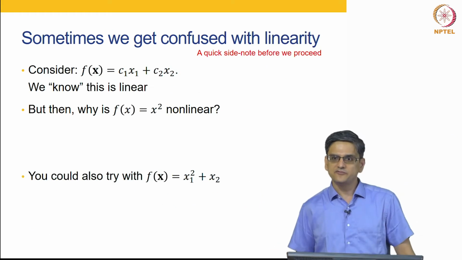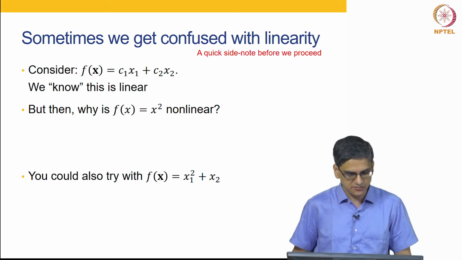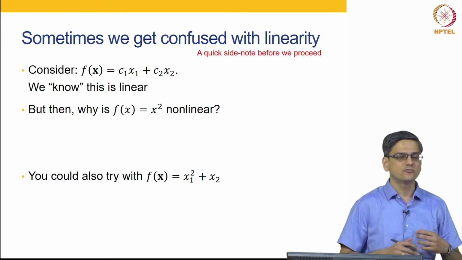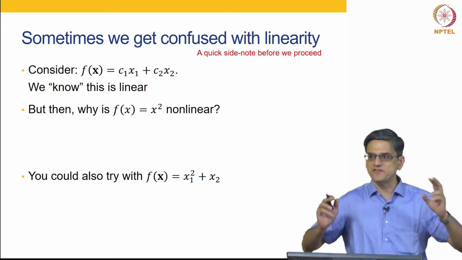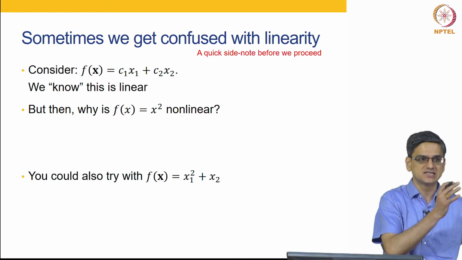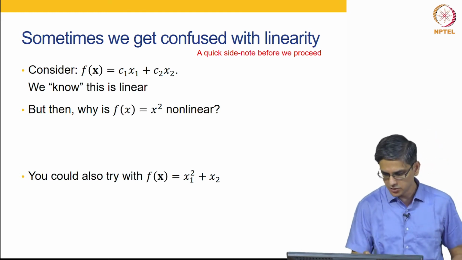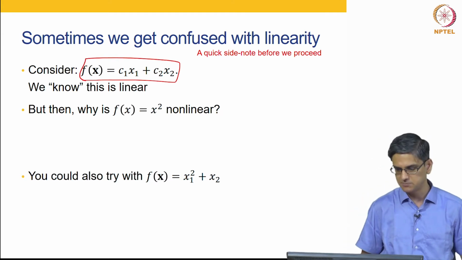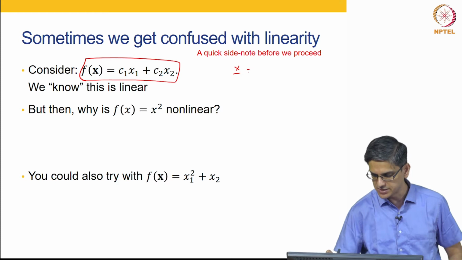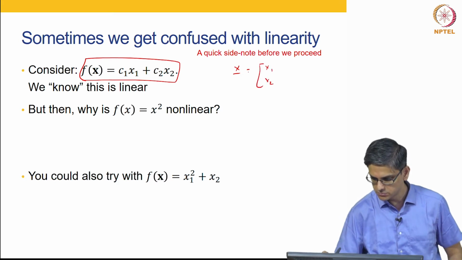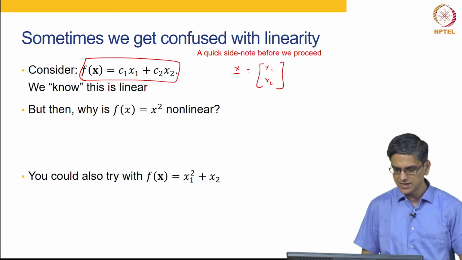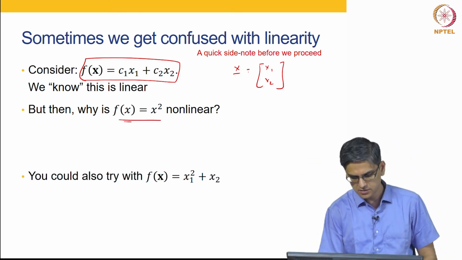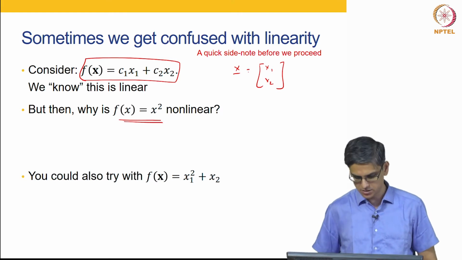Okay. The other confusion that I have seen some of the students have is about linearity. Again, why are we making such a big deal about vector space and that the vector space is a linear space? If you consider this function f of x equal to c1 x1 plus c2 x2, where x bar is (x1, x2), we kind of know that this is linear. Why is, let us say, f of x equal to x square not linear?